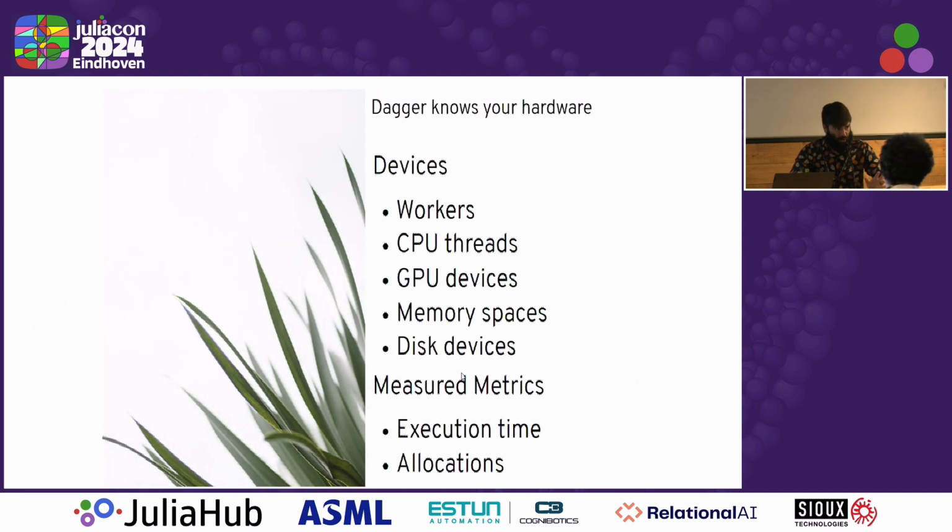Additionally, Dagger knows your hardware. So you may not know your hardware. You may know your hardware. Dagger is already aware of it when you say using Dagger. It knows about Julia workers, CPU threads, GPU devices of any kind, the various memory spaces that they all have, and any disk devices, the storage you have available.